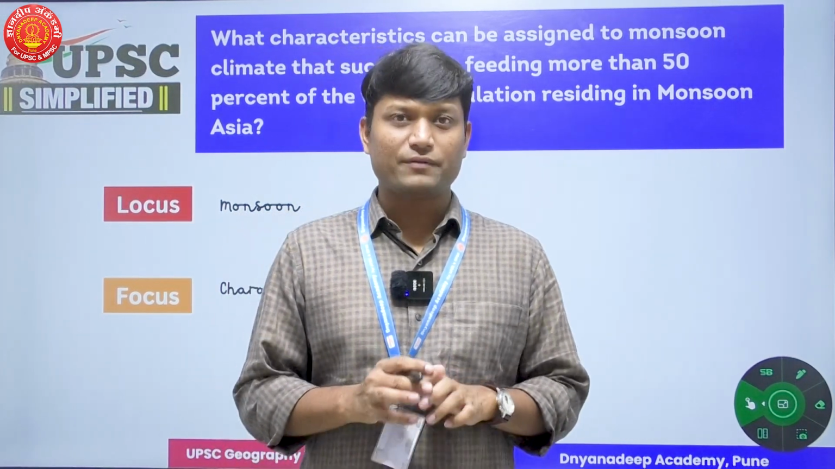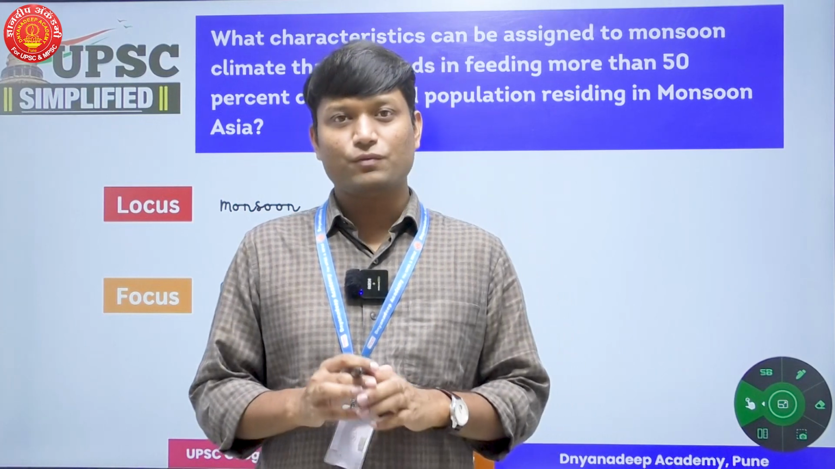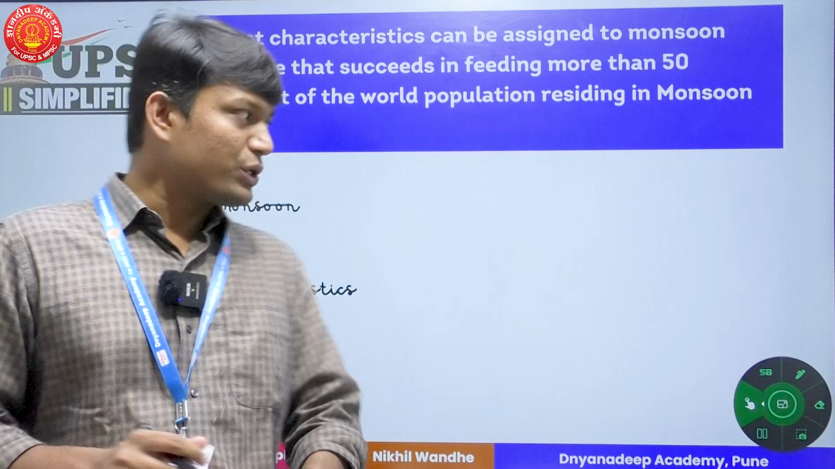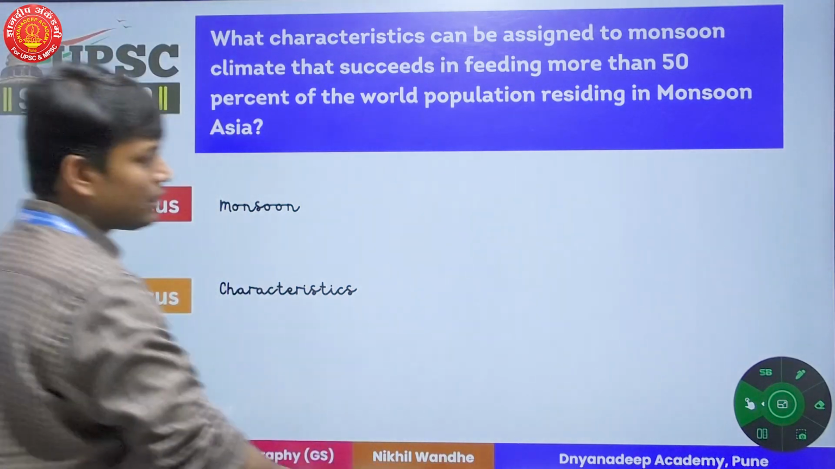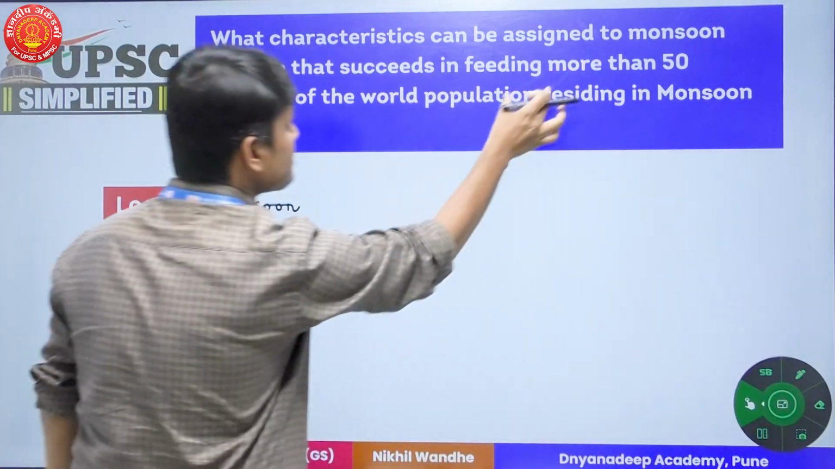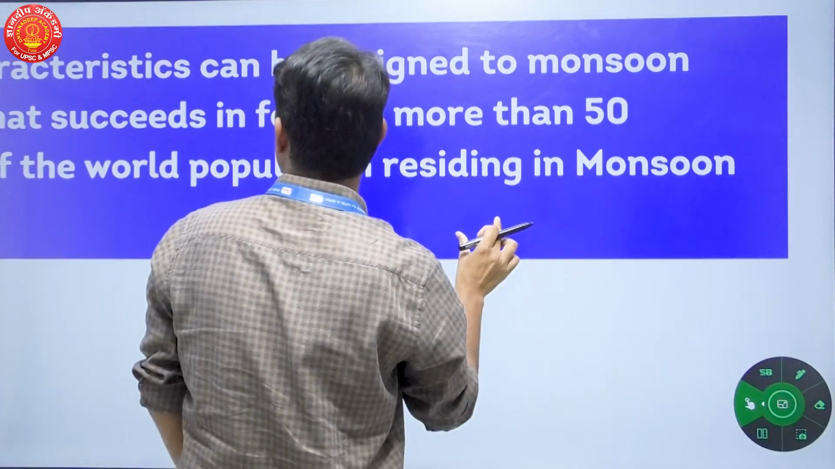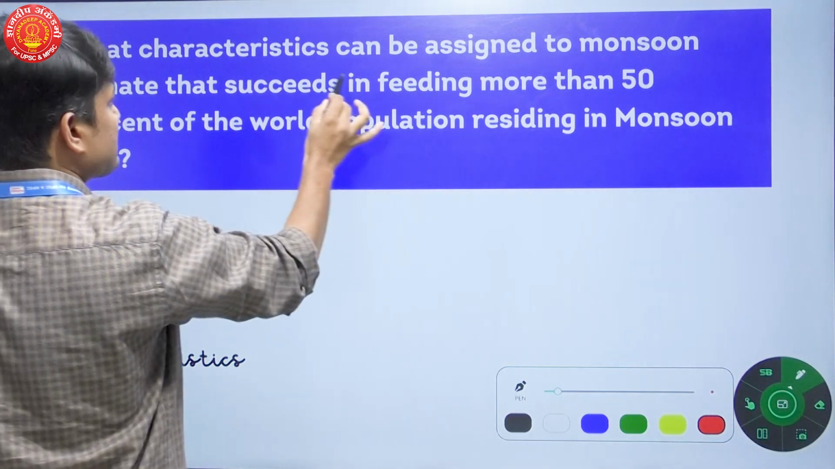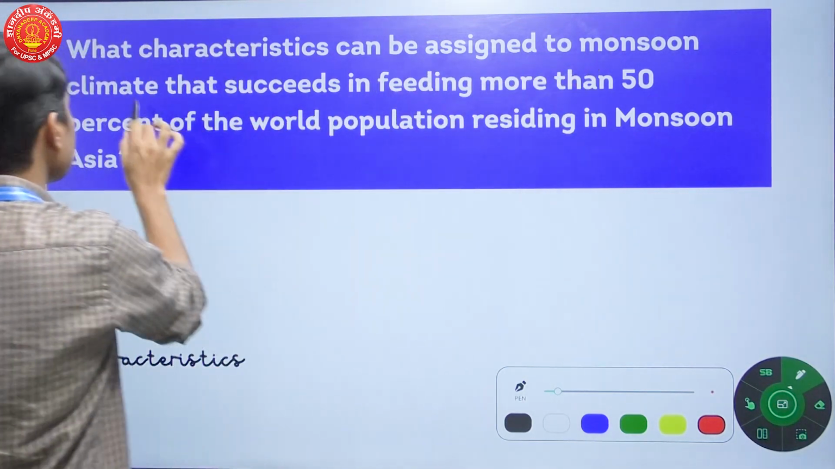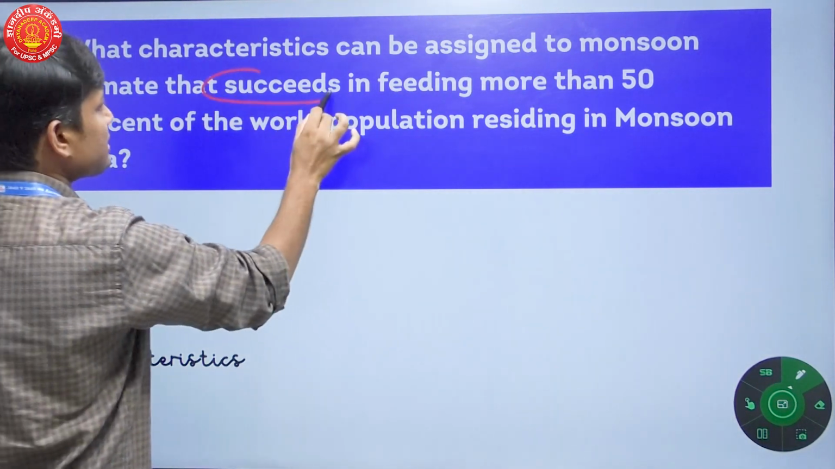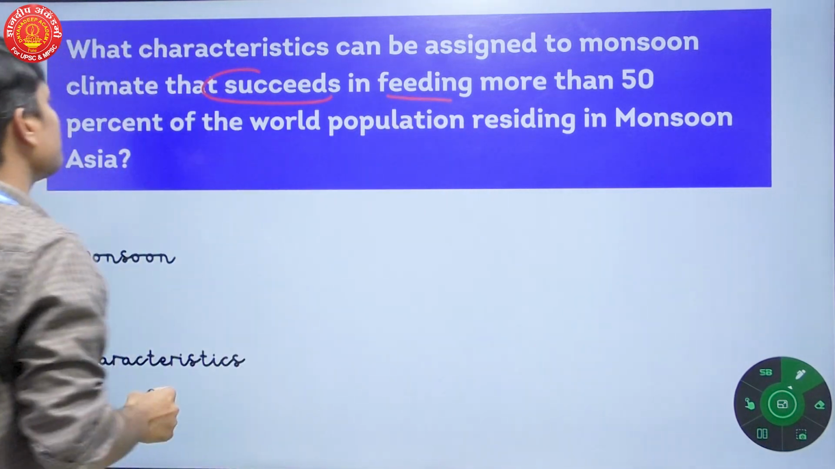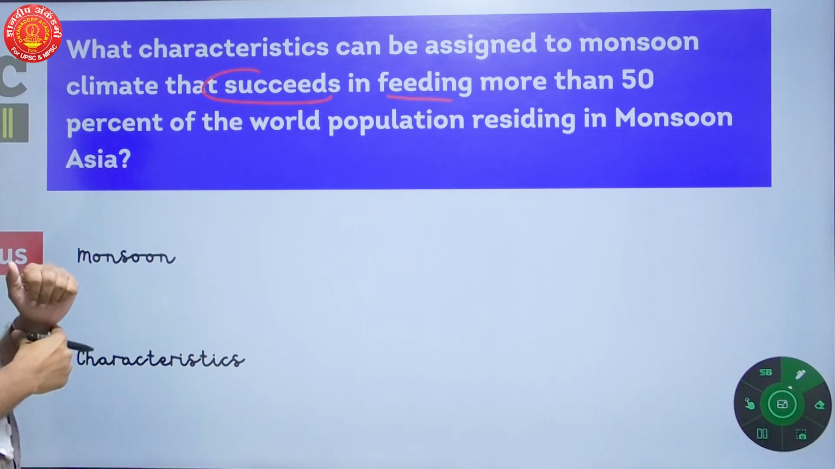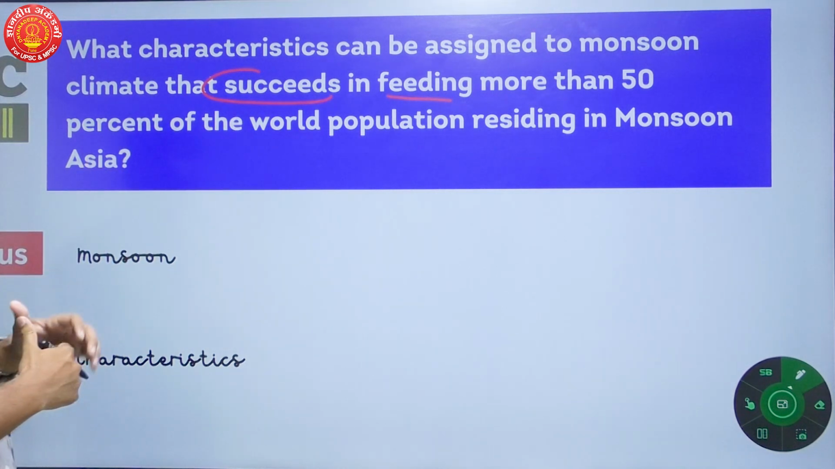In this UPSC simplified series, we will discuss one more previous year question from geography. In this question, we have to answer the variability of monsoon. So let us read what this question exactly says. It reads: what characteristics can be assigned to monsoon climate that succeeds in feeding more than 50% of the world population residing in monsoon area or monsoon Asia?